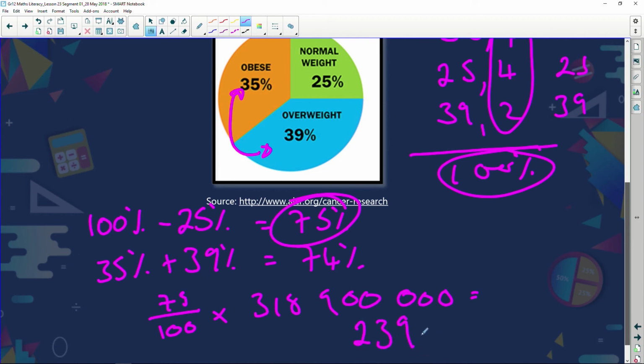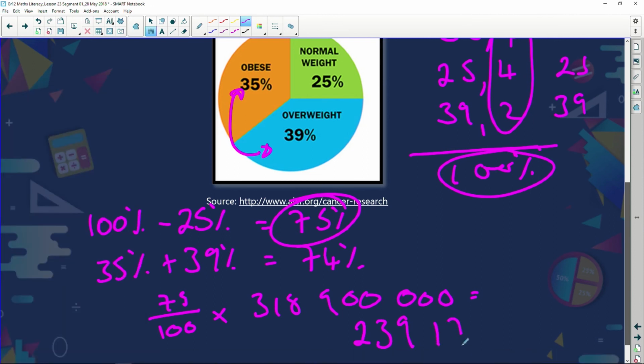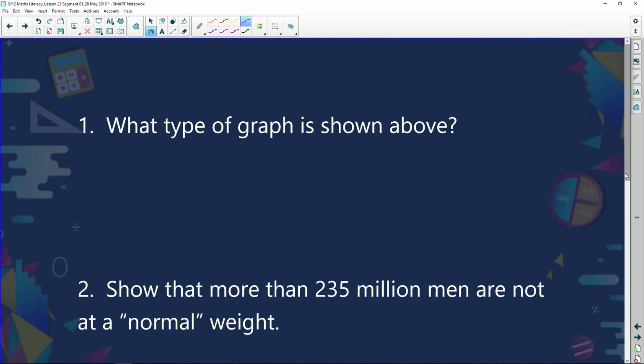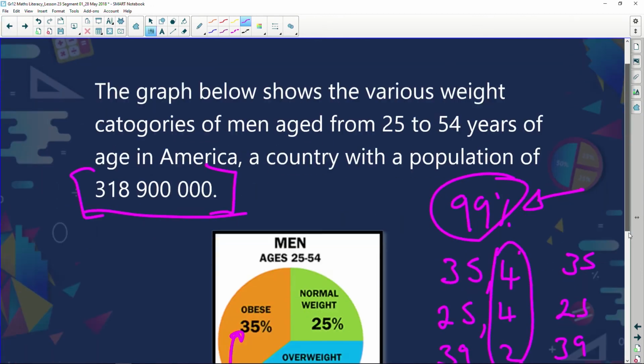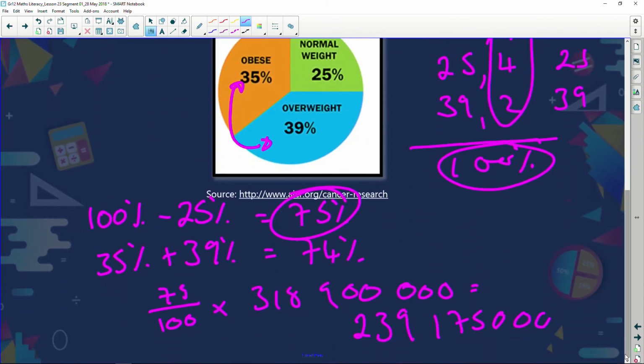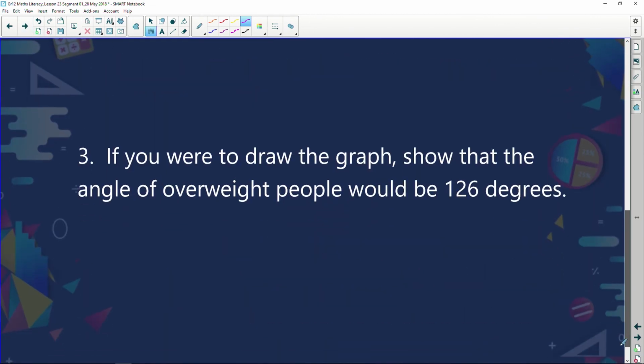Let's write that down. 239 million, and then it was 175,000. The question said, show that more than 235 million men are not at normal weight. So it's got to be more than 235 million. Are we more than 235 million? Indeed, we are. Okay, case closed. Everything's proved.